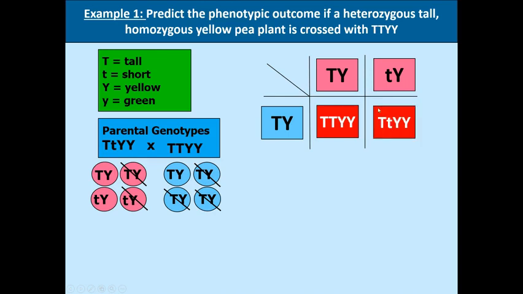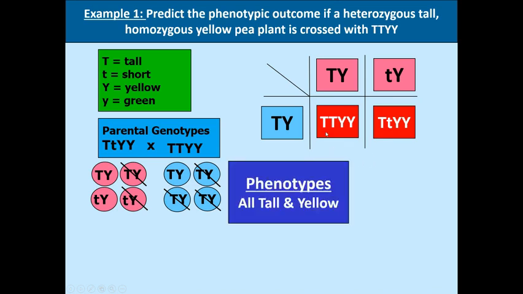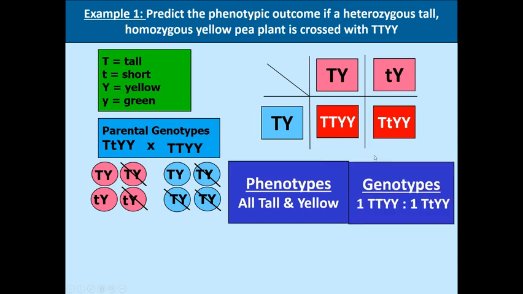The other one is heterozygous for tall, homozygous for yellow. So phenotypically, they're all tall because they contain capital T's and yellow because they contain capital Y's. Genotypically, it's a 1-to-1 ratio because this genotype is different from this one.